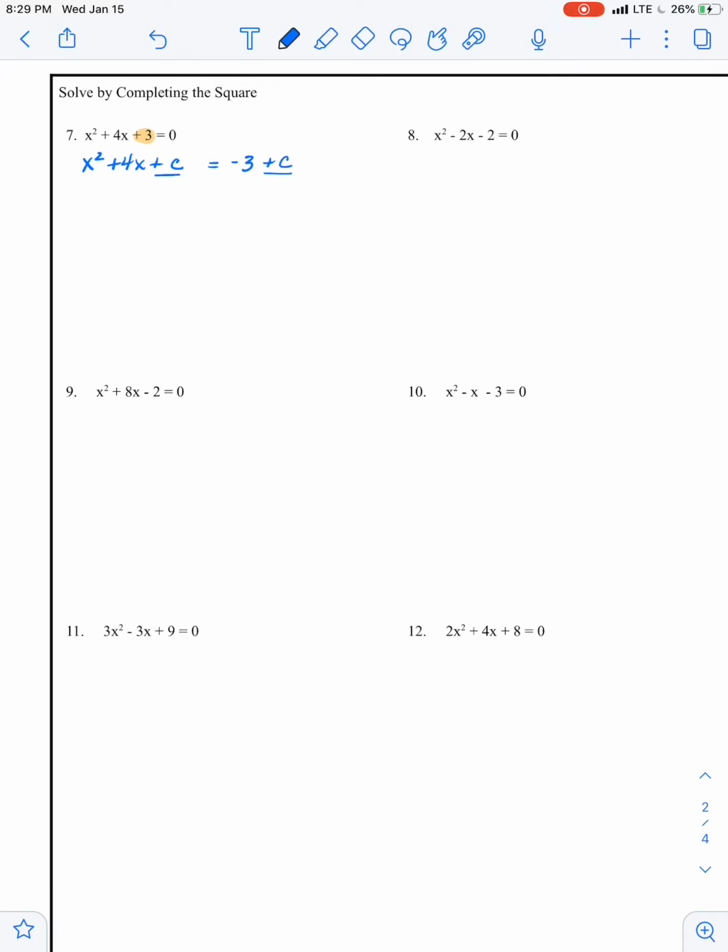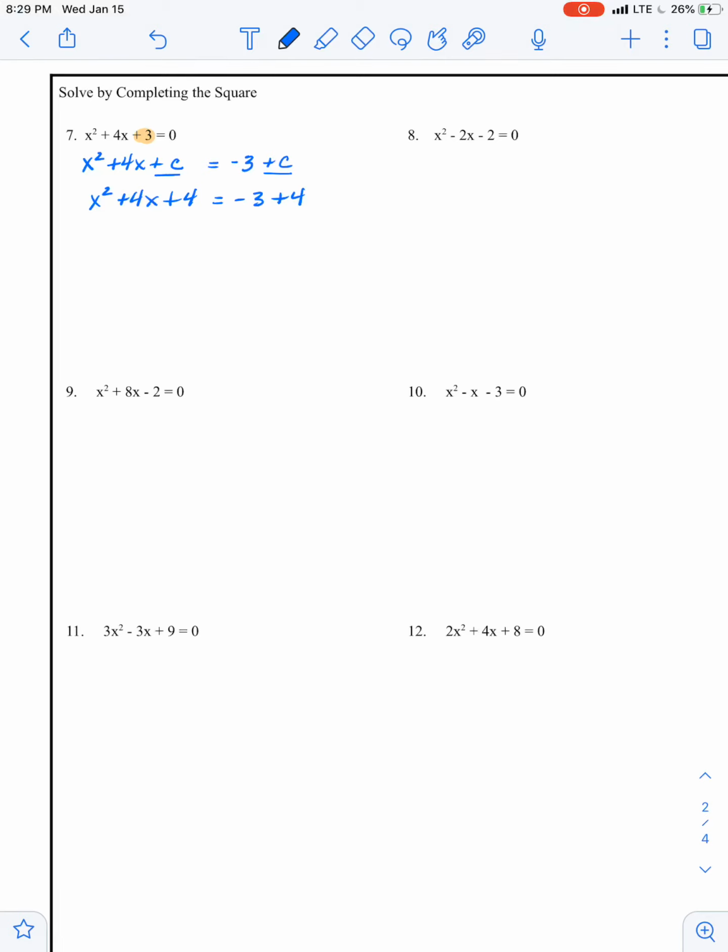So we follow the rule to find C. Take half of 4, which is 2, and then square that number, which is 4. So I added 4, which means I need to add 4 to this side. Now think about it: if you took that plus 4 off, you could move the 3 back over and back up with your same equation. So I have not changed the value of my equation.